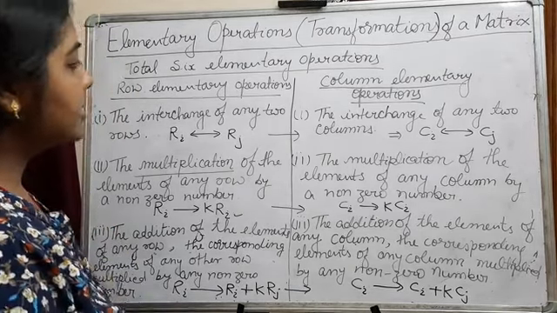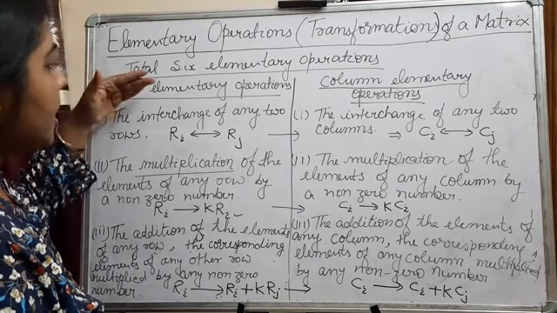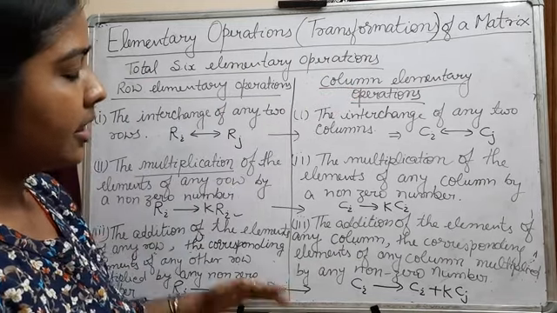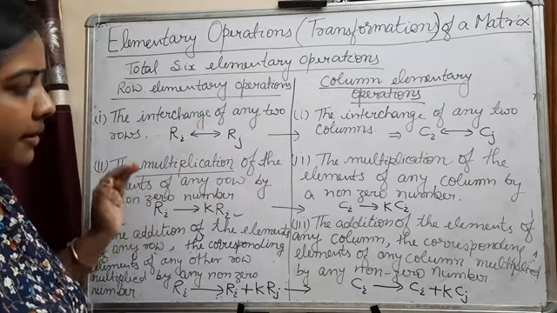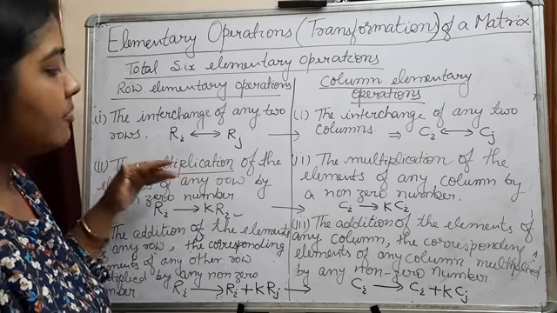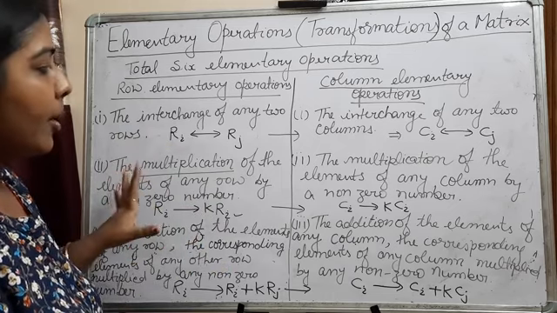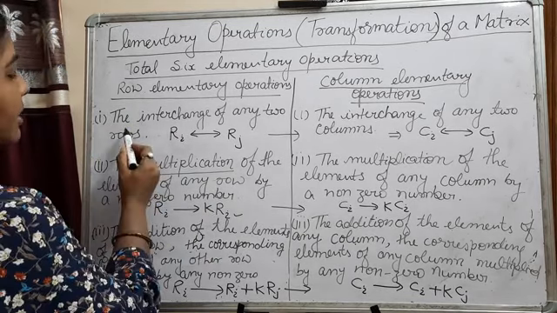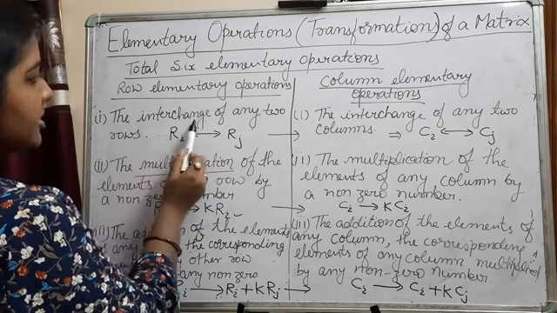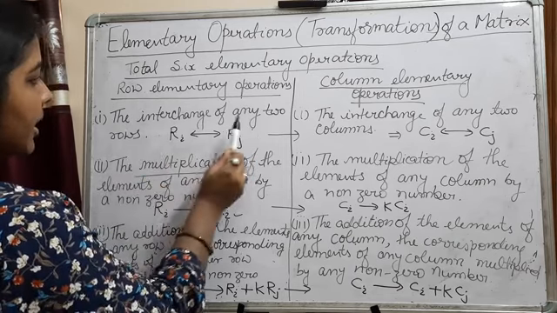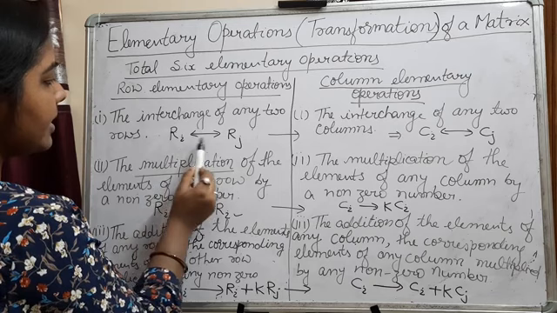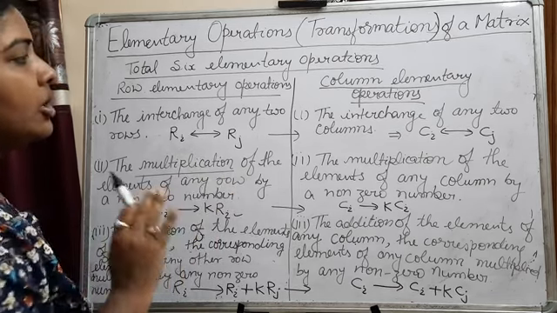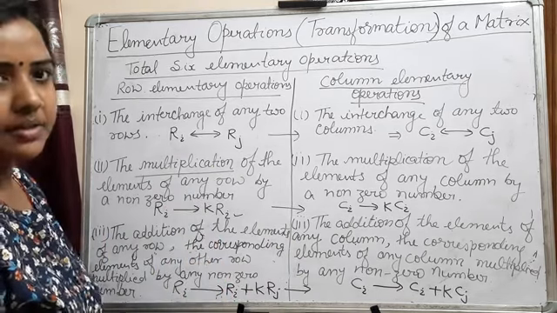So first of all we will discuss what these are. There are 3 row elementary operations and 3 column elementary operations. Here I have written the format. After that I will discuss one by one using examples. First the format. The first row elementary operation is that we can interchange any 2 rows, meaning Ri interchanging Rj. Any 2 rows we can interchange but it will not affect the given matrix.